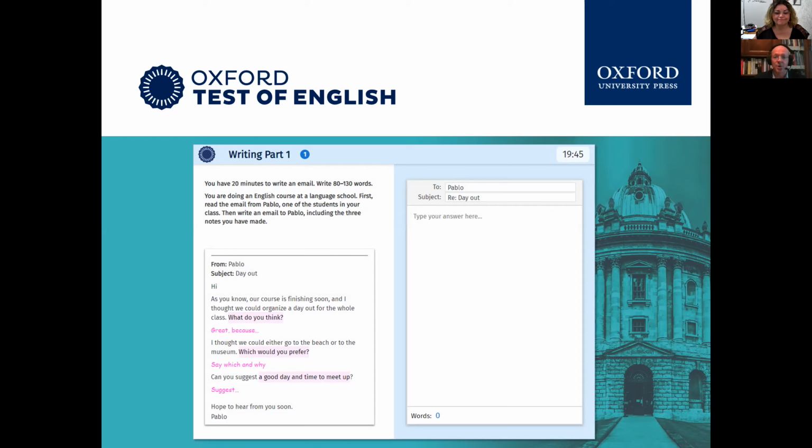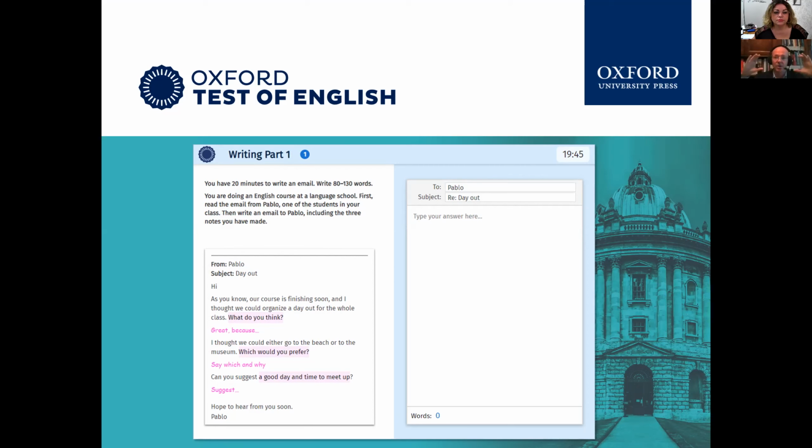Now the instructions come in writing there at the beginning. And in this example, what we have here is you are going to do an English course at a language school. First, read the email from Pablo, one of the students in your class, and then write an email to Pablo, including the 3 notes you have made. So from Pablo, the message says, subject day out. Now here's Pablo's message. Hi, as you know, our course is finishing soon, and I thought we could organize a day out for the whole class.